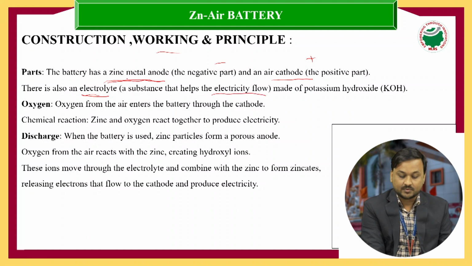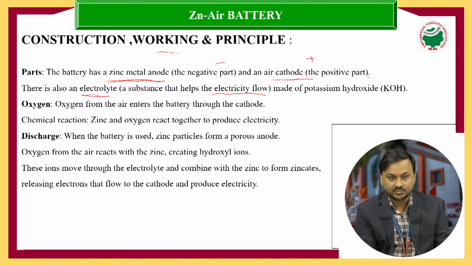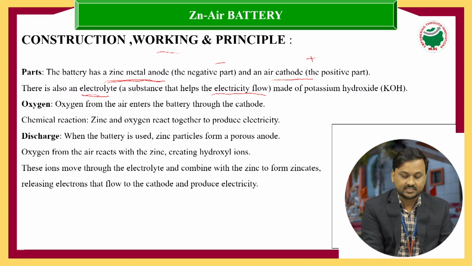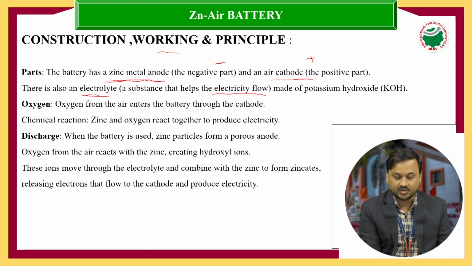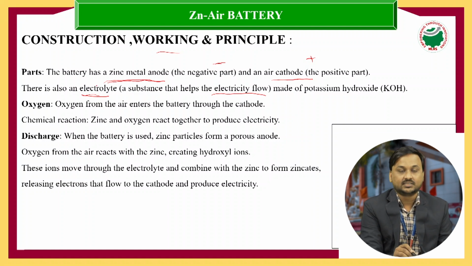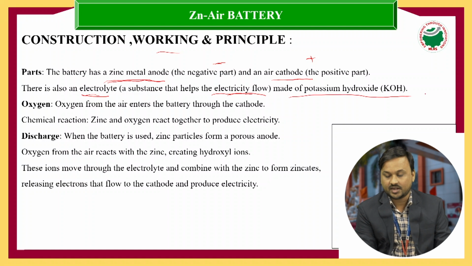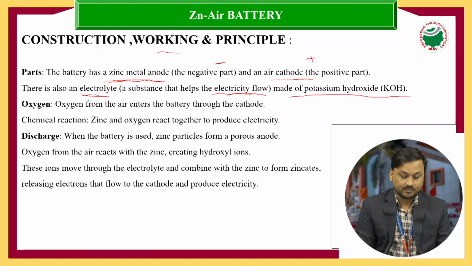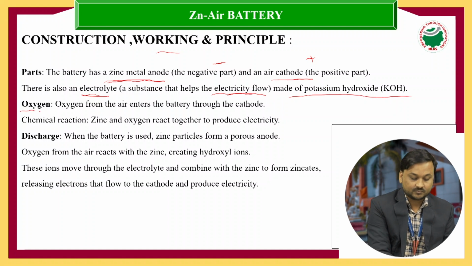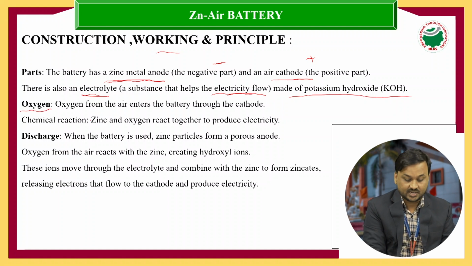The zinc metal anode is the negative part, the air cathode is the positive part, and the electrolyte separates the positive and negative charges. The electrolyte helps the electron flow. This electrolyte is made of potassium hydroxide. Next, oxygen. What is the role of oxygen in the zinc air battery?